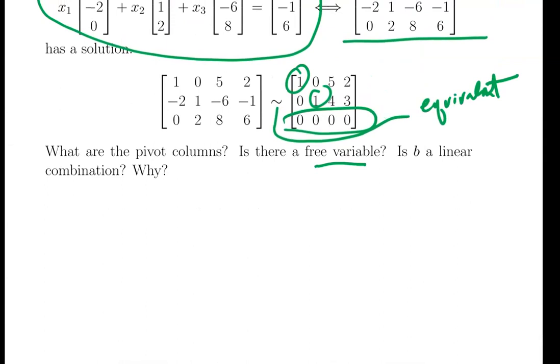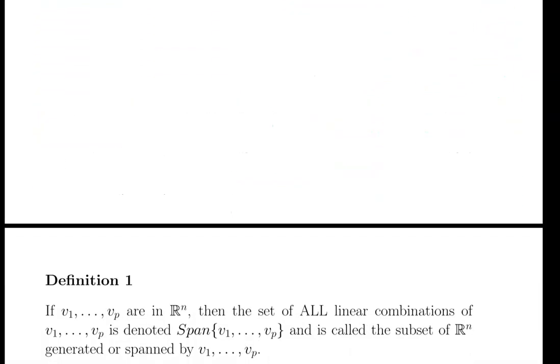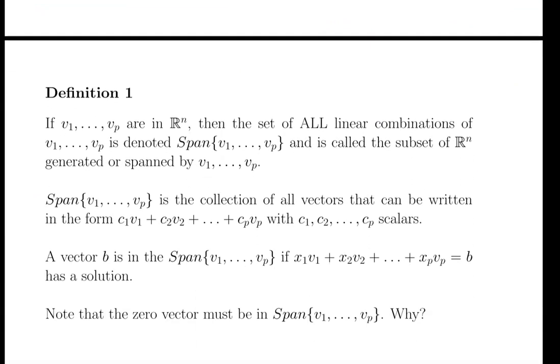Now, when this free variable situation happens with R3, there's other stuff that goes along with it, but we'll get to it a little bit later. So again, you want to definitely pay attention to this part. We're going to use these ideas and this nomenclature a lot.